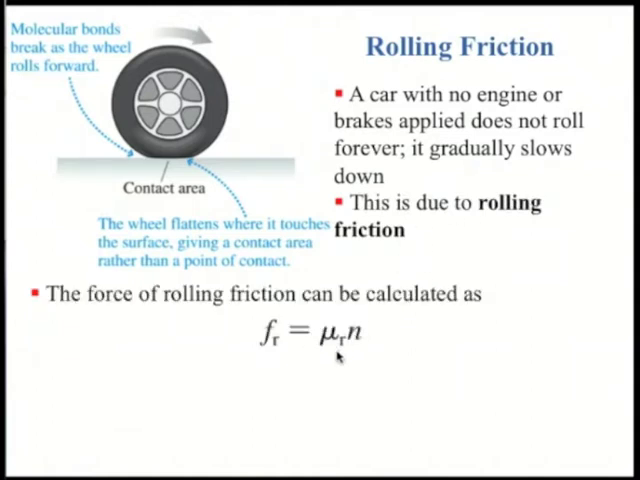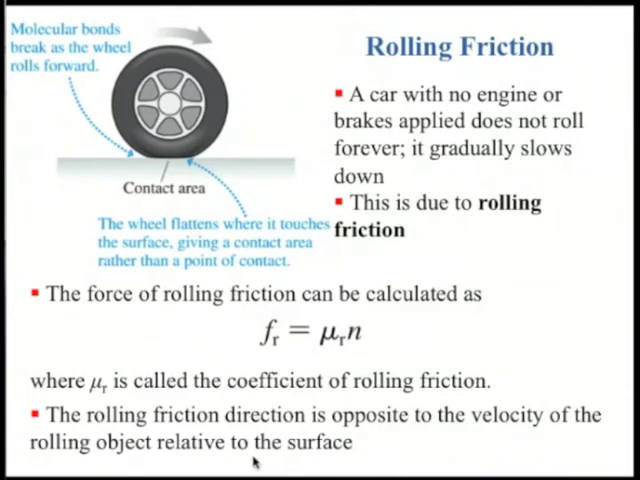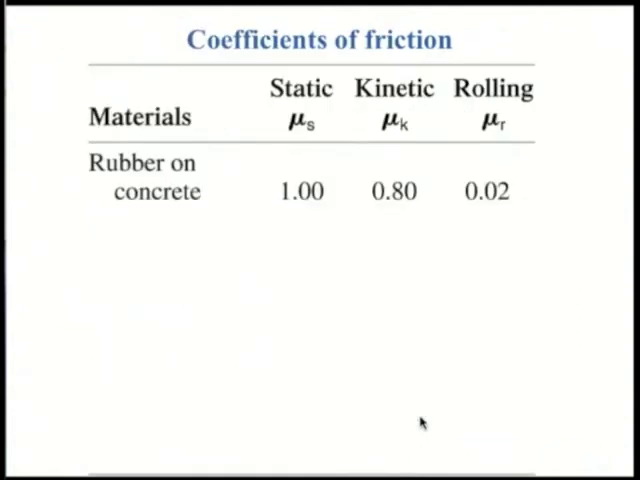There is an equation for rolling friction, which is mu sub r times n, where mu sub r is called the coefficient of rolling friction. The rolling friction is like kinetic friction. Its direction is opposite to the velocity of the rolling object relative to the surface.